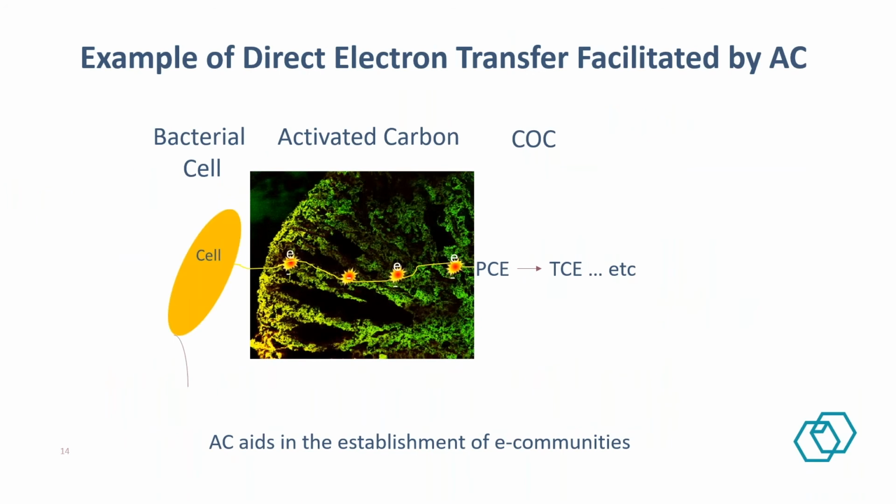So here's a little DIET example cartoon. On the left, we have a bacterial cell capable of DIET. In the middle is the activated carbon substrate, and on the other end is some PCE. In this example, the DIET-capable cell dumps an electron to the activated carbon. The electron then travels along the activated carbon until it reaches the adsorbed PCE, where it's reduced to TCE, and then can go on from there.